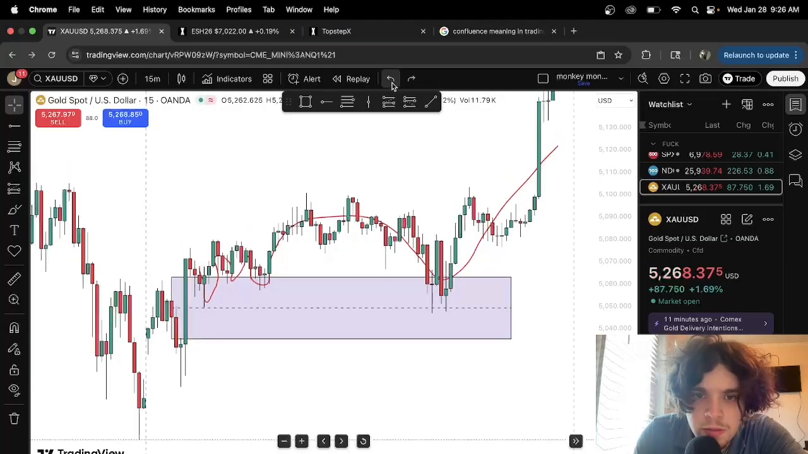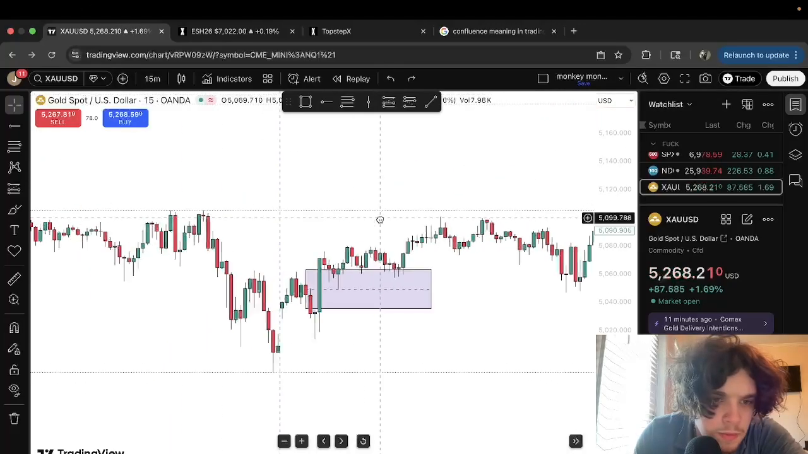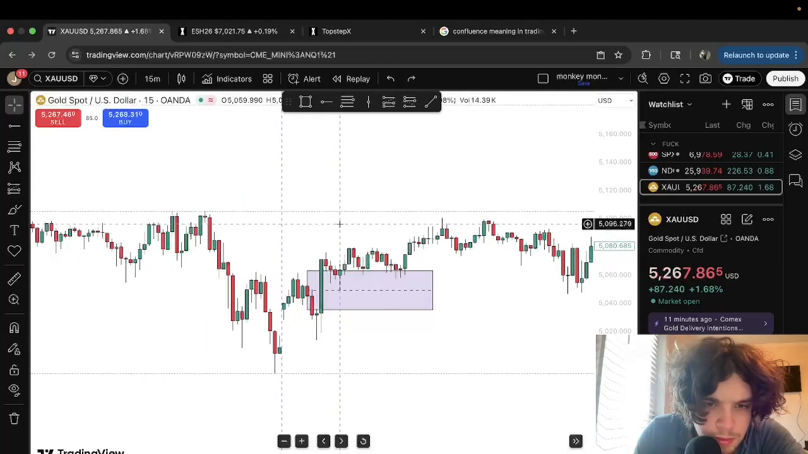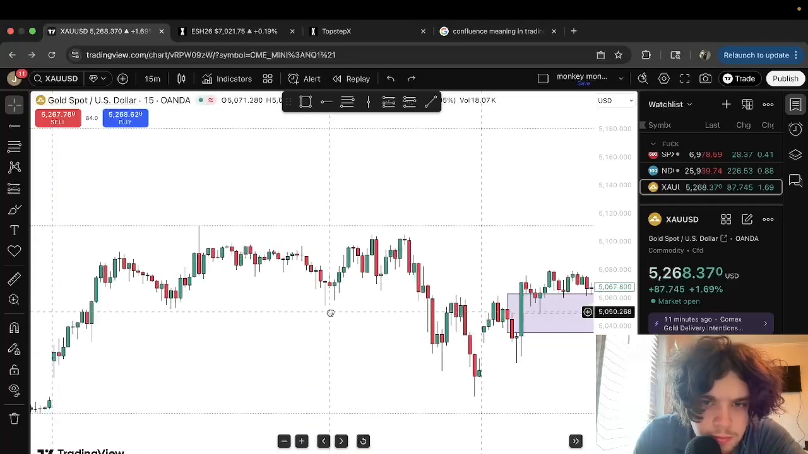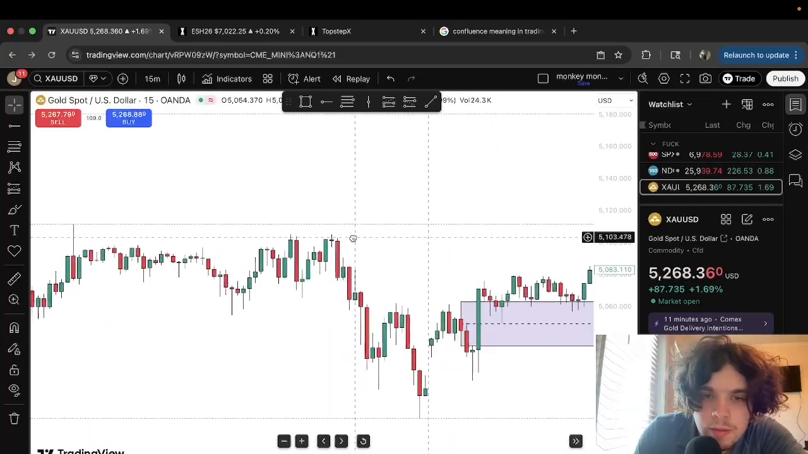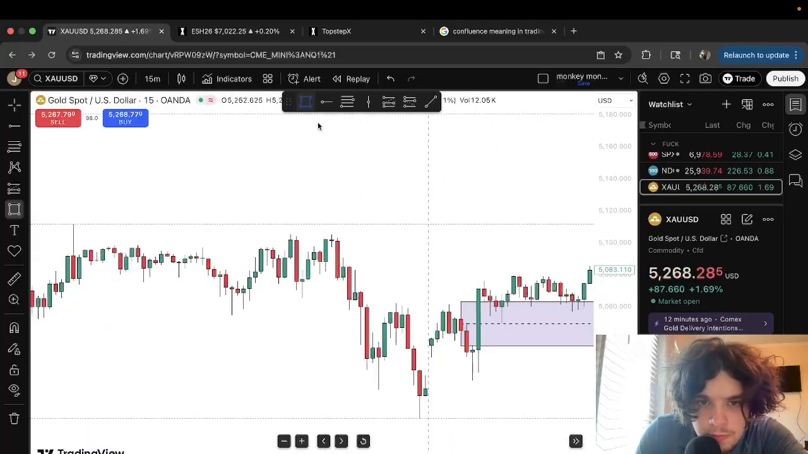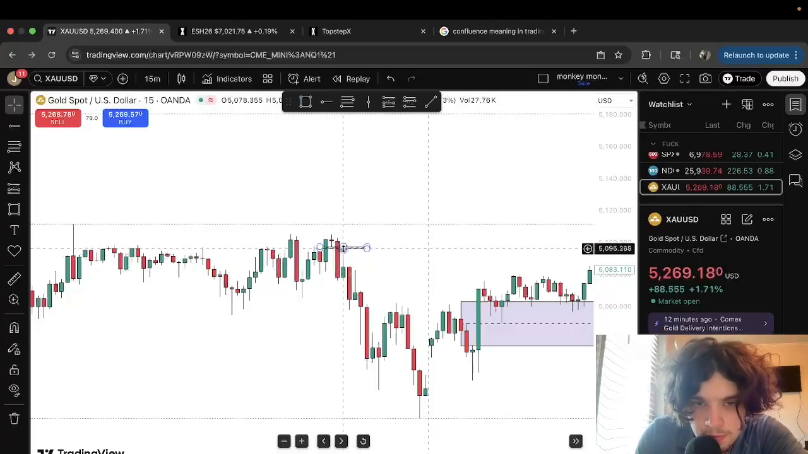I don't want to use that as an example. Let me find a pretty good example, a clear as day example. Oh, let me show you what a fair value gap is not, real quick. It's not this. I know you're saying, well, there's a gap right there. Really? Are you gonna take that? I'm not.